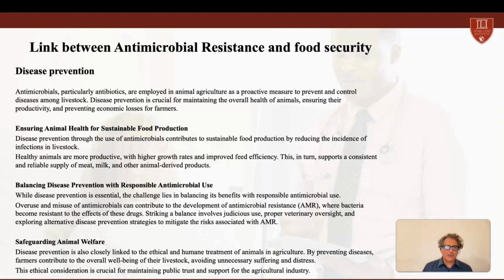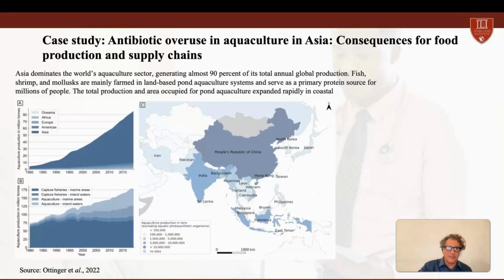Disease prevention can, in some way, be developed to ensure animal health for sustainable food production, balancing disease prevention with responsible antimicrobial use, and also safeguarding animal welfare. So there are different ways we can prevent disease. Then there is the problem not just of preventing the disease, but of managing it.